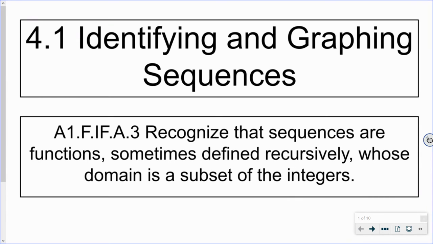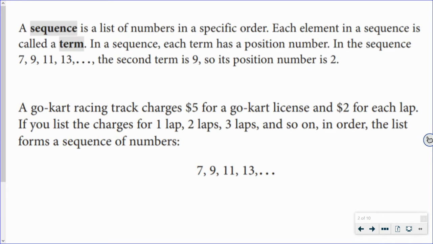Now that sounds complicated, but it's really not. Especially that part about whose domain is a subset of the integers. Basically, all we're saying is this. In a sequence, my domain is going to be, here's the first term, that's domain 1. Here's the second term, domain 2. Here's the third term, domain 3. And it'll be that simple.